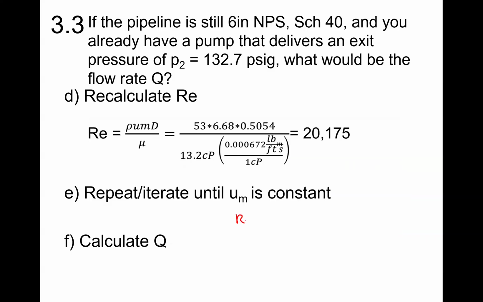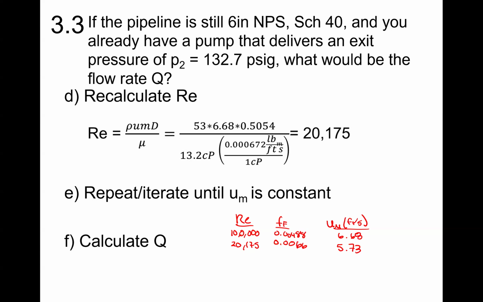Let me show you here how the iterations go. We started with 100,000. We got a friction factor of 0.00488, and we got a velocity in feet per second of 6.68. With that 6.68, we recalculated a Reynolds of 20,175. That gave us a friction factor of 0.0066. And the velocity went down to 5.73.